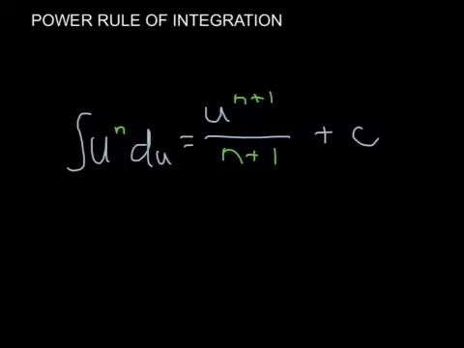We use the power rule of integration when trying to find the original function of its derivative. To find the function, we have the function of u raised to the power of n plus 1 over the same value of n plus 1, plus the constant.